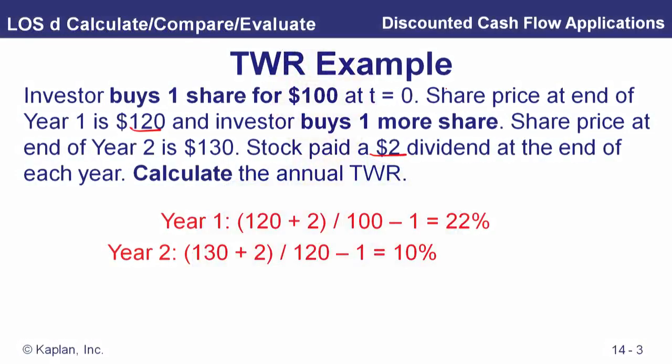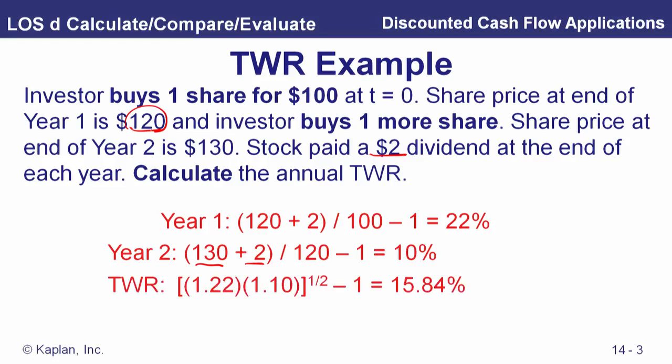So here we take that ending value of 130 plus the $2 dividend, so we're getting the total return over the 1-year period. Our beginning value is the value of that share of stock at the beginning of the second year, which was 120. So our return over that second year, our holding period return, is 10%. So multiplying 1 plus that holding period return for the 2 periods, taking to the 1/2 minus 1, we get a compound rate of return of 15.84%, ignoring those cash flows.